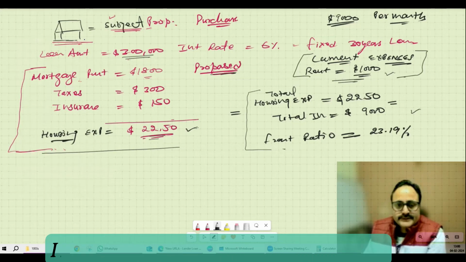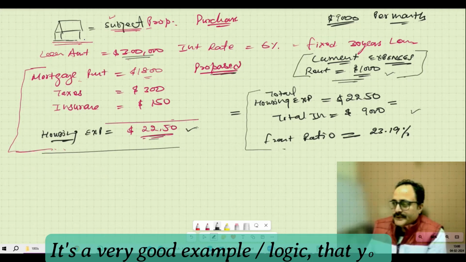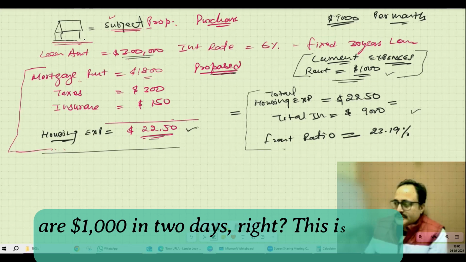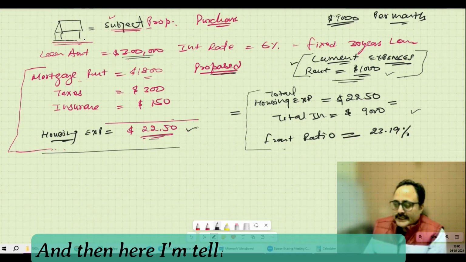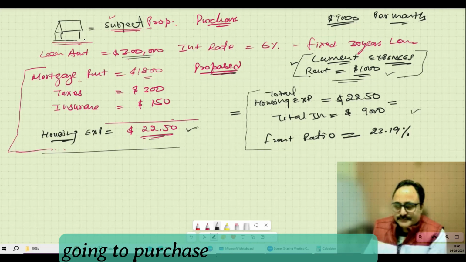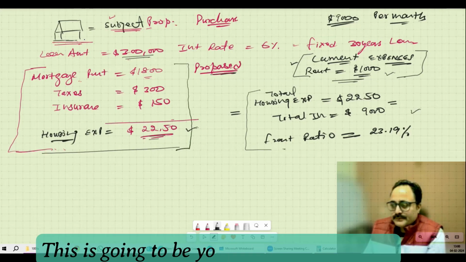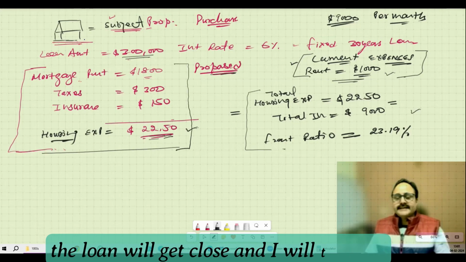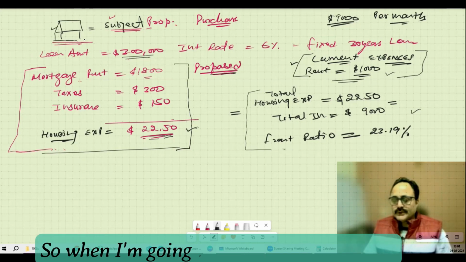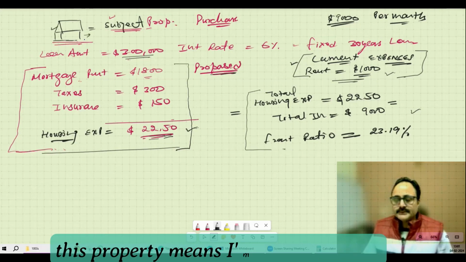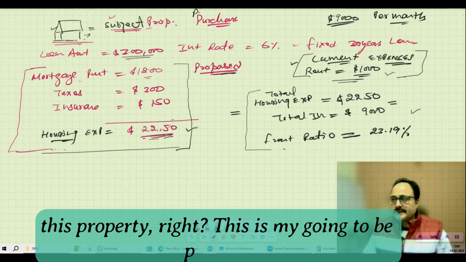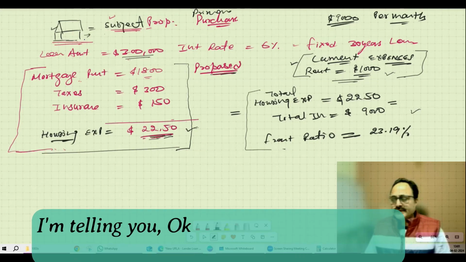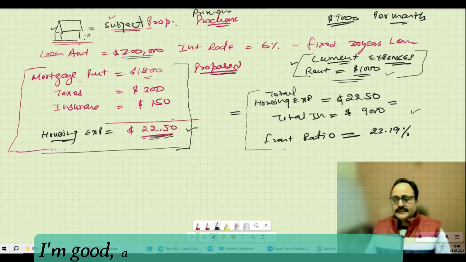Listen very carefully. It's a very good logic, a concept you need to understand. Current expenses are $1,000 today, right? Then here I am telling you that when you purchase this property in the future, this is going to be your proposed payment. When the loan closes and I take possession of this property, I'm going to live in it. This is my primary purchase. So this is going to be your payment, and I'm fine because it is just 23.9. I can pay it easily.